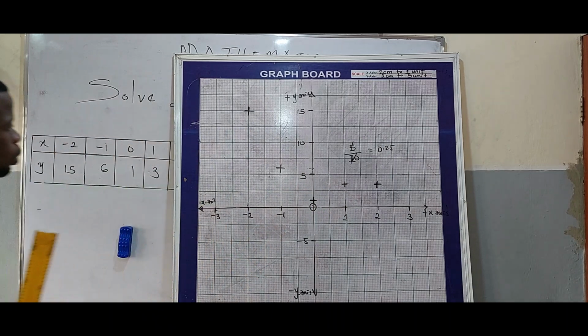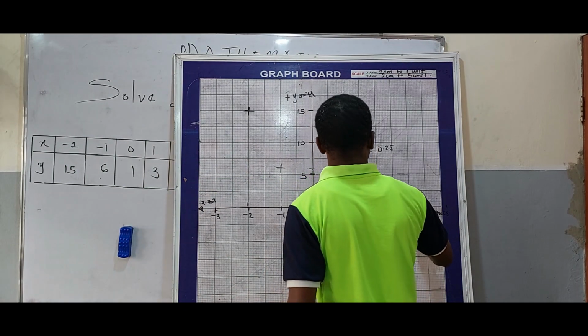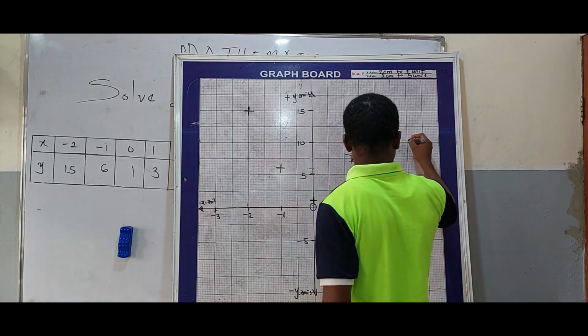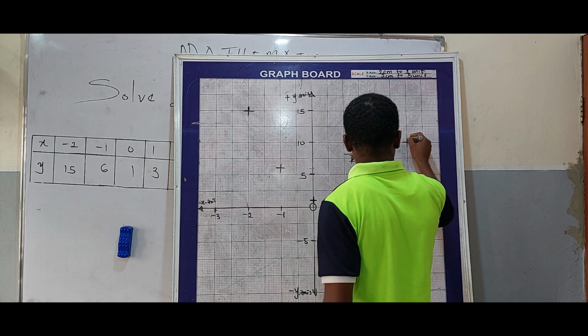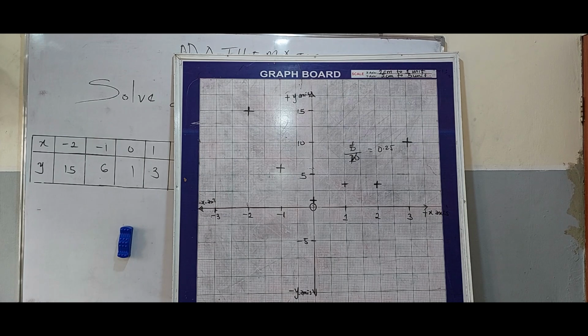Okay, good. What else? I need 3 and 10. So this is 3 and 10. So how do I draw this? Now, the best thing to do there is this. You just plus this again. We have.